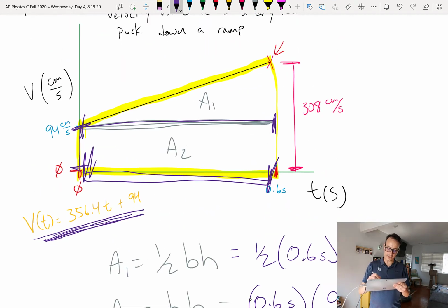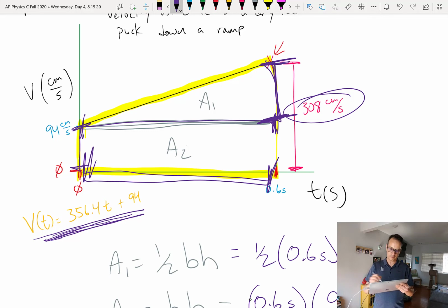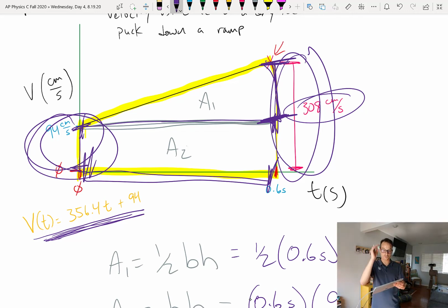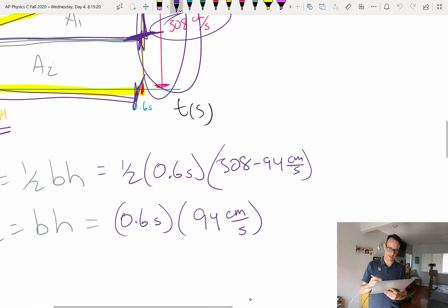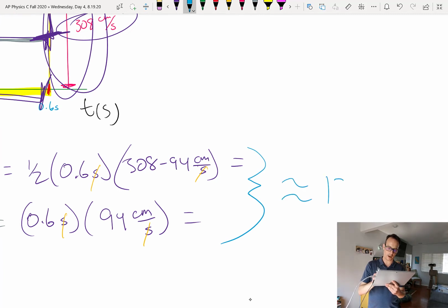But the height, careful, the height is not 308. The height is this. So it's 308, and then I have to take out that chunk of 94, so it's 308 minus 94, in centimeters per second. All right, so first off, the seconds cancel with seconds here. And then you can calculate all this on your own. When you add all this up, you're going to get about 120 centimeters.